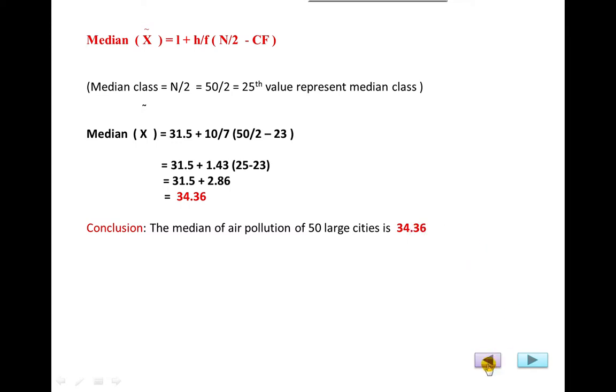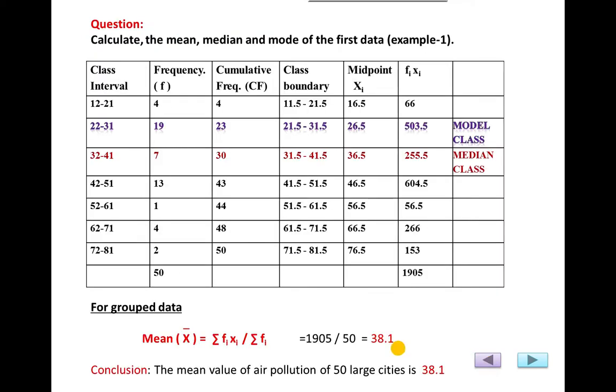Okay, now for the mode, first we will find the modal class. According to the definition, mode is the most repeated, most frequent value; the highest number of observations represents the modal class. For this group 22 to 31 there are 19 observations. Highest frequency indicates the modal class, the most repeated values. In this group only 4 values, in this group 7. Highest number of observations lies between 22 and 31. Most repeated values occur in this group. So this class is the modal class, modal group.